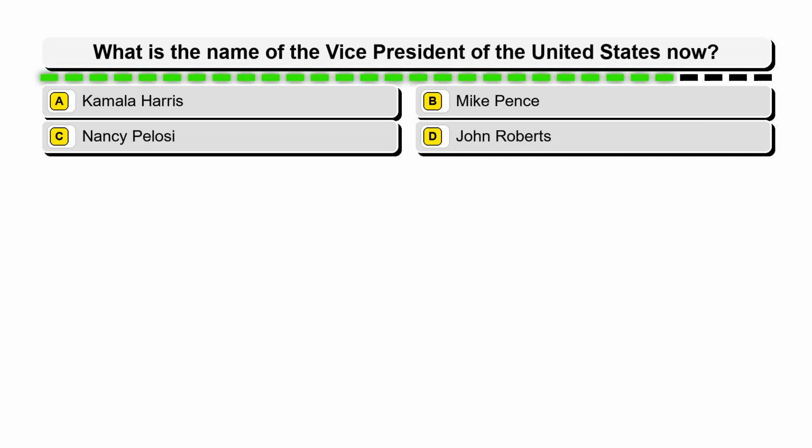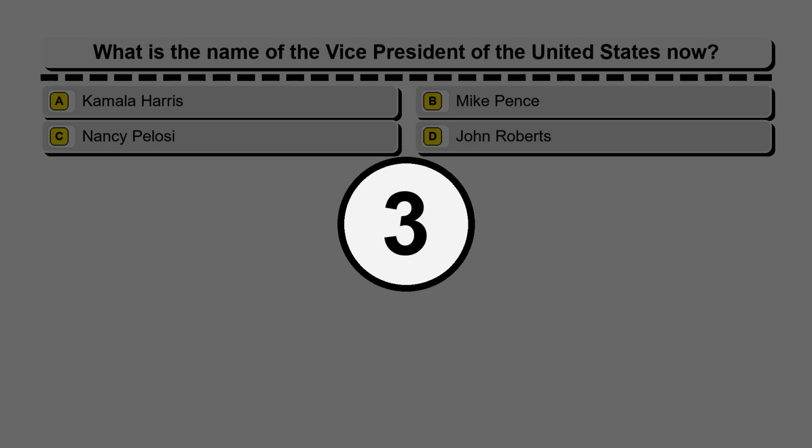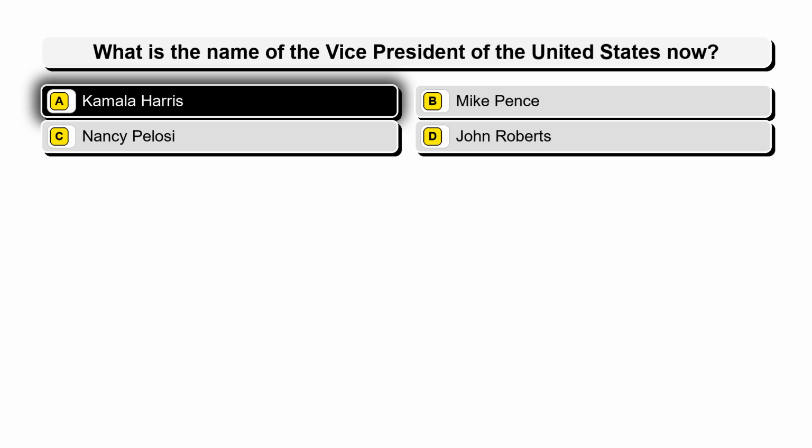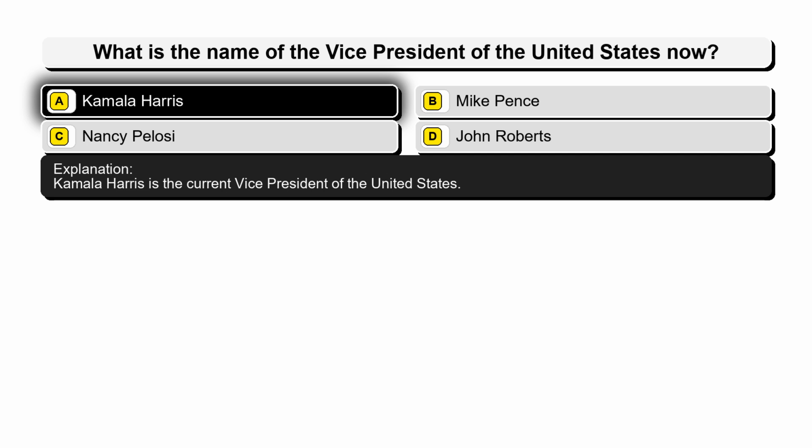Question 68. What is the name of the Vice President of the United States now? Option A, Kamala Harris. Option B, Mike Pence. Option C, Nancy Pelosi. Option D, John Roberts. The correct answer is option A, Kamala Harris. Kamala Harris is the current Vice President of the United States.